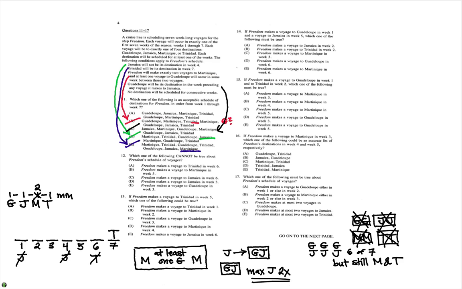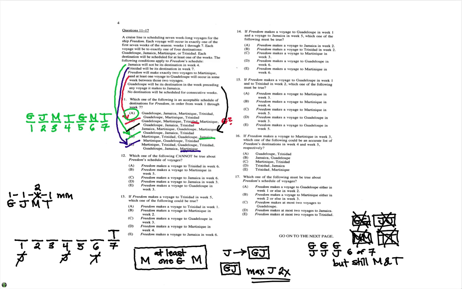which brings us to A, the correct answer by process of elimination. And again, we're going to write out the scenario in A because let's not forget that that is a free hypothetical that we can use as we proceed. So Guadeloupe is first, followed by Jamaica, then Martinique, Trinidad, Guadeloupe, Martinique, and Trinidad.